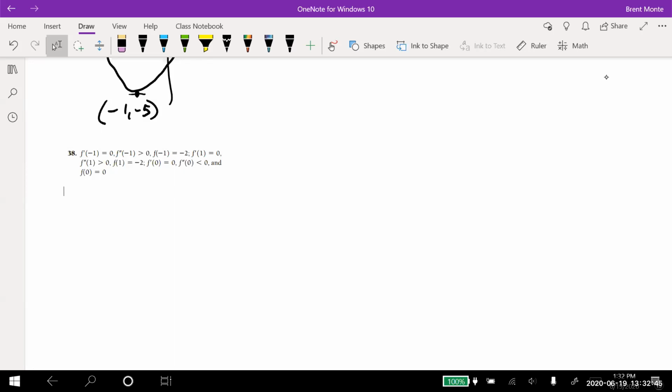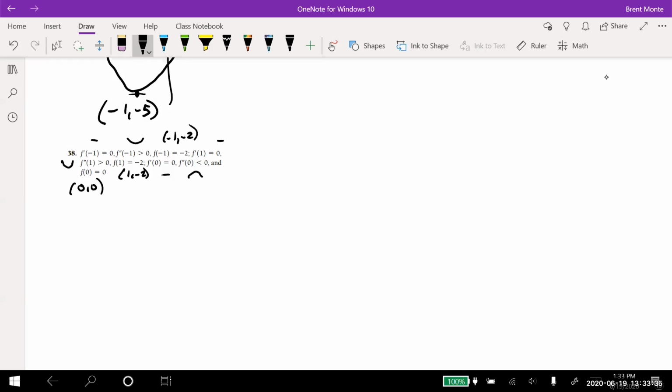So f of -1 is 0. Okay, so again, horizontal tangent line. F double prime of -1 is greater than 0. The slopes are increasing. That means it's concave up. And f of -1 is -2, so it goes through the point (-1, -2). F prime of 1 is 0, horizontal tangent line. F double prime of 1 is greater than 0, concave up. F of 1 is -2, that's a point (1, -2). F prime of 0 is 0. F double prime of 0 is less than 0, so that's concave down. And it goes through the point (0, 0).